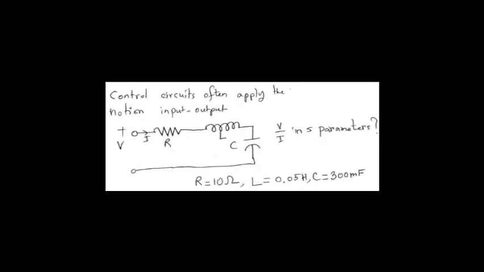Control circuits frequently apply the notion of input-output. On the screen, there is a series RLC circuit. Here we apply the voltage V and the resulting current is I. Our objective is to determine V by I using S parameters. Given that resistor is 10 ohms, inductor is 0.05 Henry, and capacitor is 300 millifarads.